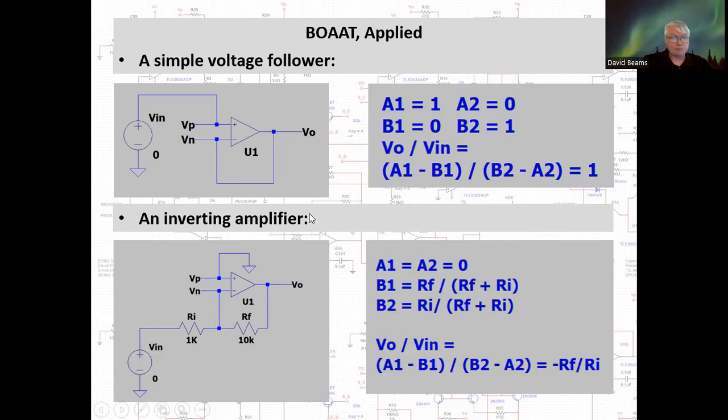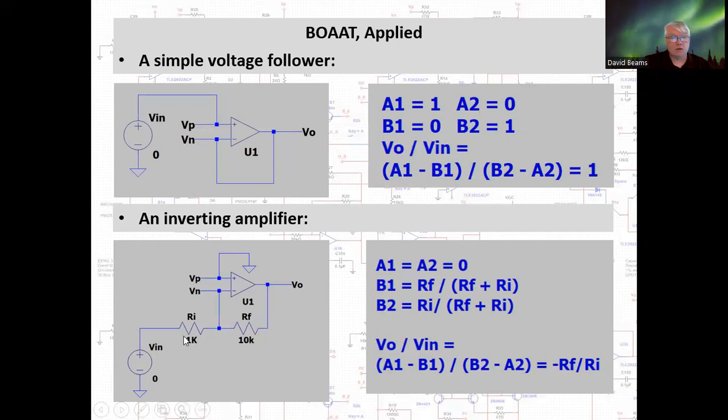Now let's try an inverting amplifier. In this case, you see with the physical ground on the non-inverting input, there is no connection from V in to the non-inverting input, and there's no connection from V out. So both A1 and A2 are 0. Now, B1, which we find by applying an input voltage V in and short-circuiting V out to ground and determining the voltage that appears at V sub N, well, that's going to be determined by V in and the voltage divider composed of Ri and Rf. So B1 is this value.